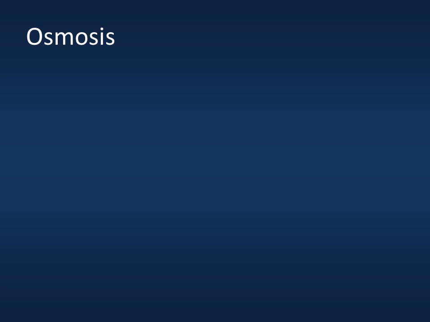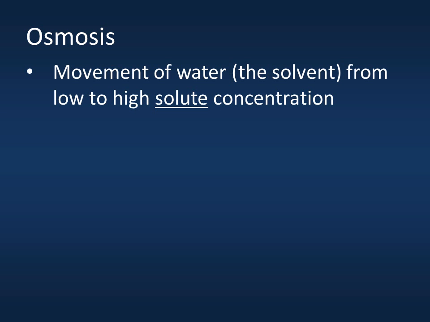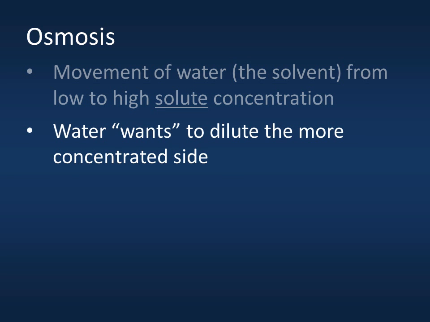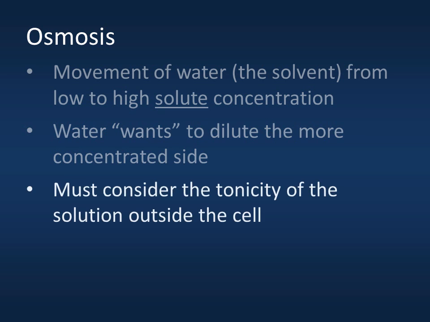Okay, so a few notes about osmosis. First of all, it's the movement of water from low to high solute concentration. So remember that water is the solvent, so that's what's different here from simple diffusion, is now we're talking about the movement of the solvent. And that's from low to high solute concentration because we always want to talk in terms of the solute concentration of solutions. Think of this as water wanting to dilute the more concentrated side. Now, water isn't a living organism or anything, so it doesn't want to do anything, but that's a good way to think about it. It's always going to want to move to that more concentrated side.